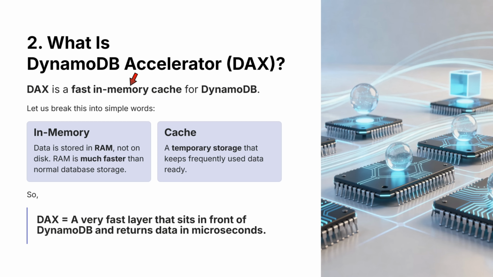DynamoDB Accelerator is a fast in-memory cache for DynamoDB. In case of in-memory, data is stored in the RAM, not on the disk. RAM is much faster than normal database storage. Cache is nothing but a temporary storage that keeps frequently used data ready. DynamoDB Accelerator is a very fast layer that sits in front of DynamoDB and returns data in microseconds.